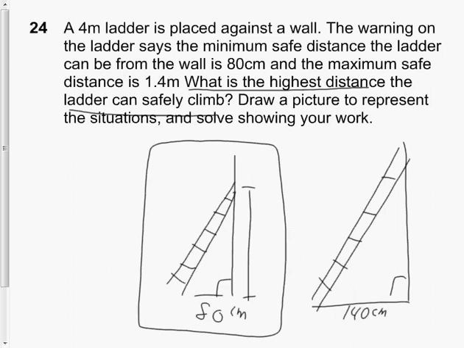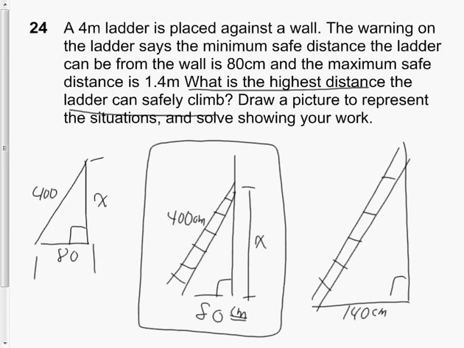So we know that the ladder is 4 meters, but since this is in centimeters, I'm going to change my 4 meters into 400 centimeters. And what I'm going to do then is I want to know how high up the wall it can go, so that is my x. Now if I take this picture and translate it into a right triangle, I have 400 as my hypotenuse, I have 80 as one of my legs, and I have x as the maximum distance going up the wall.